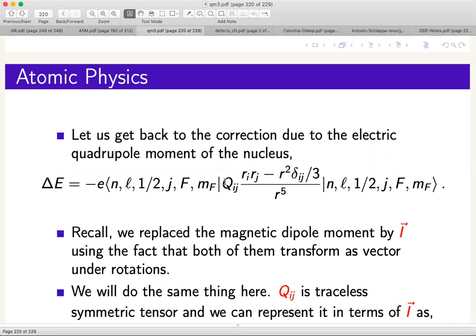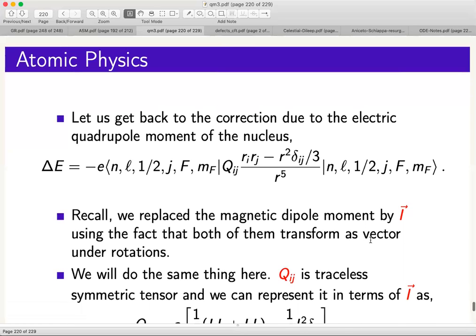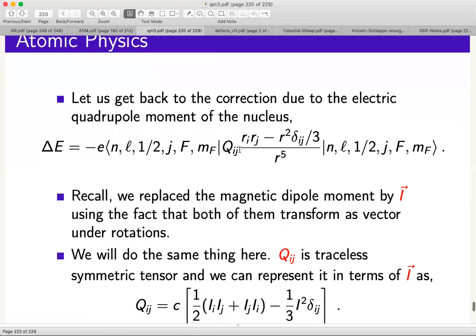So what we are going to do here is write down this quantity in terms of the nuclear angular momentum. Remember, we had done this for the magnetic moment, the dipole moment of the nucleus. We said that Mn can be written as GL times mu n times I, where all angular dependence was completely picked up by the nuclear angular momentum I, and its overall constant was written as GL times mu n. We will do the same thing with the Qij.